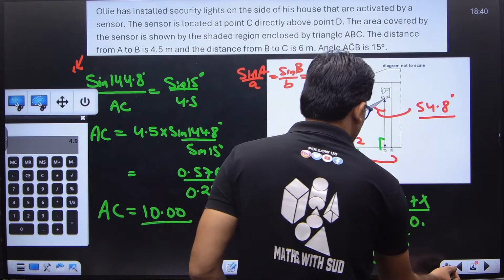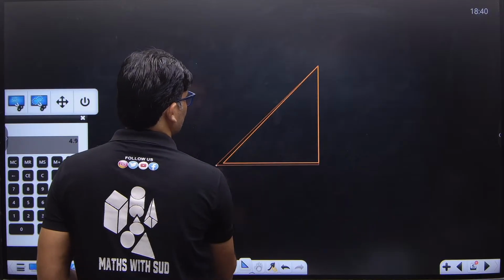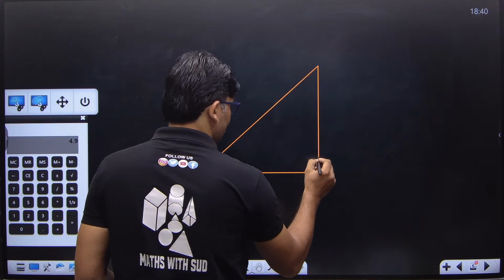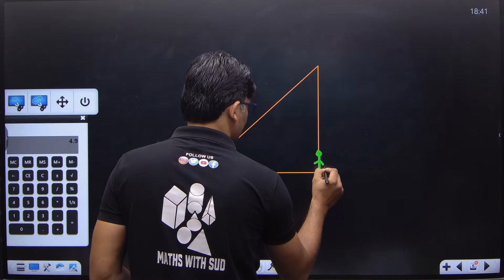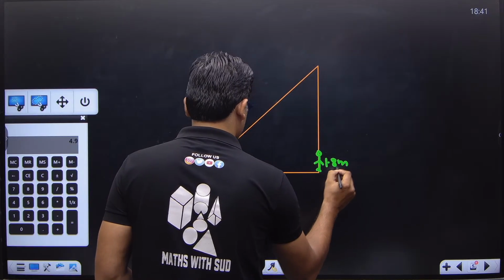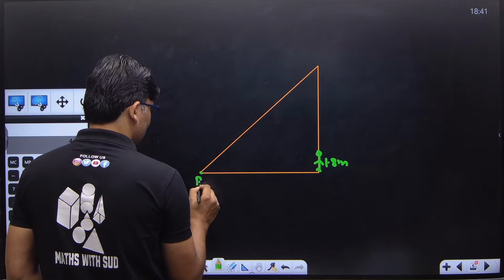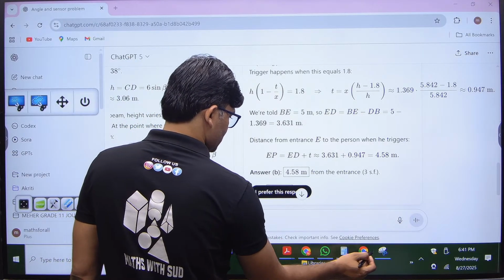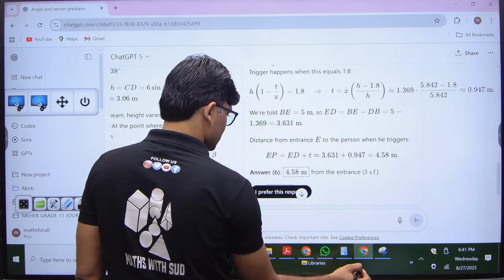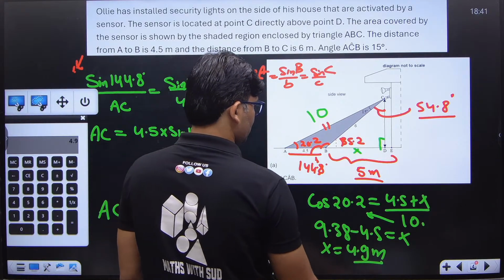Now I am making a different triangle, a separate triangle here, and let us say that we have a person here whose height is 1.8 meter. So this is B, I think. This is D.